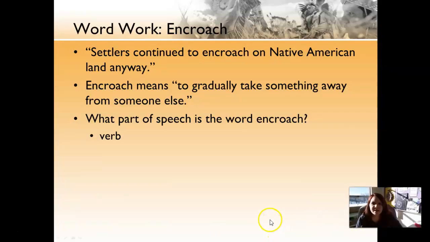Our word work for today is encroach. Settlers continue to encroach on Native American land anyway. Encroach means to gradually take something away from someone else, and this is a verb.